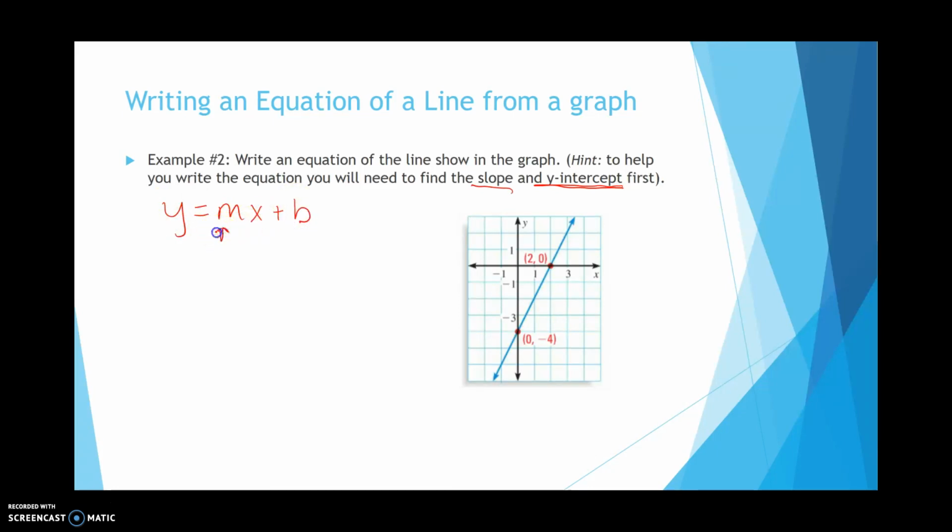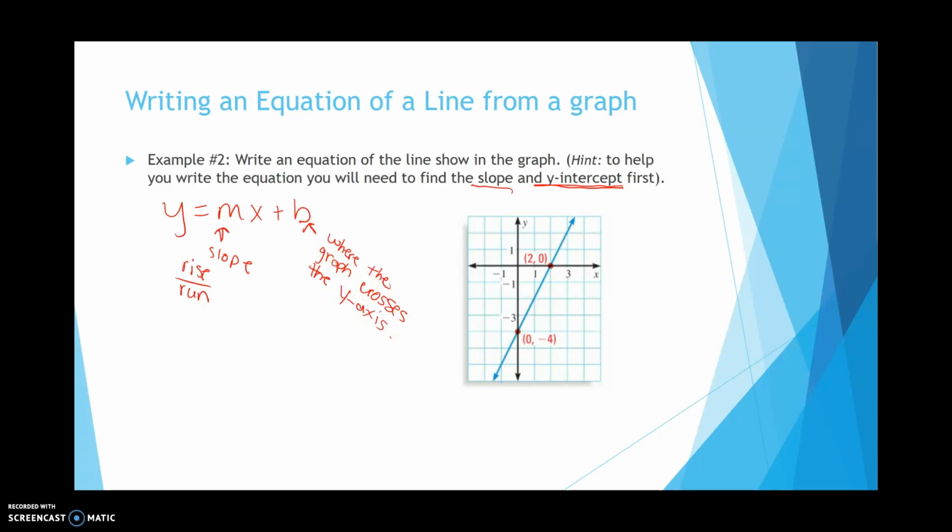Now what's going to be helpful, remember m is your slope, your rise over your run. And labeling your b, that's your y-intercept, where the line or the graph crosses the y-axis.